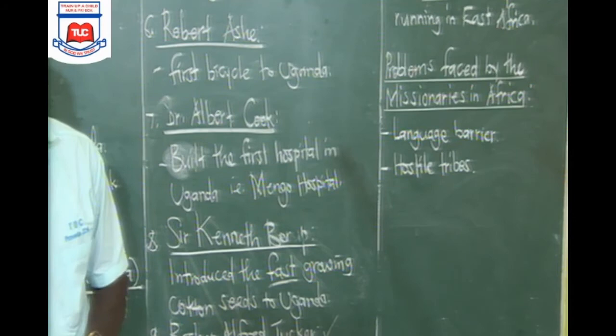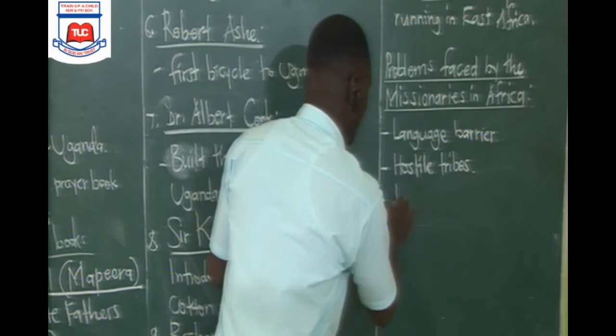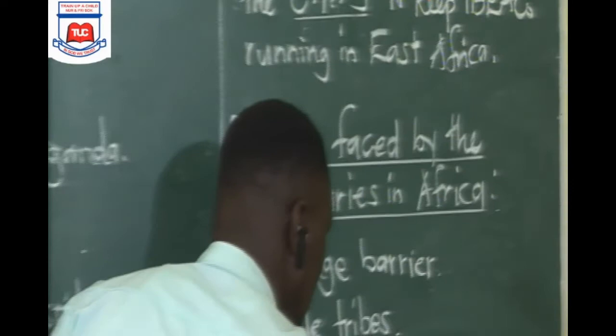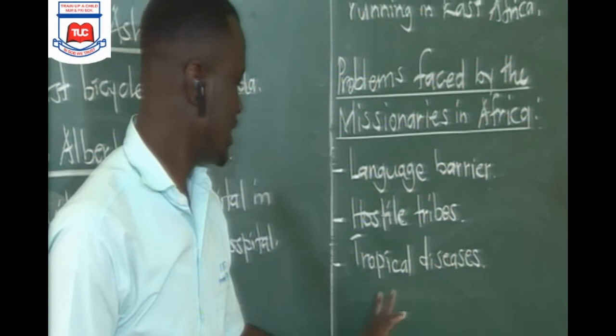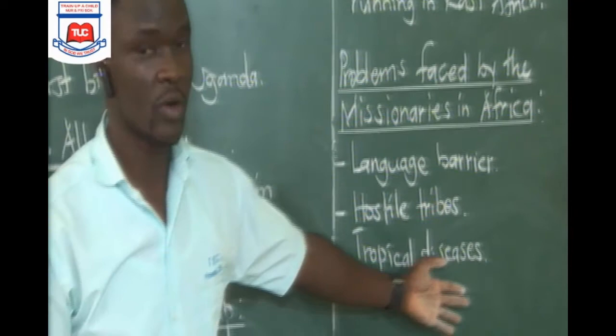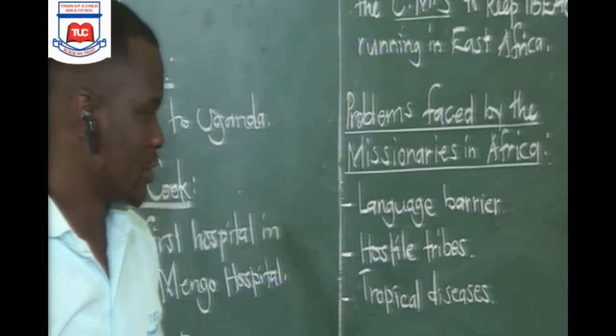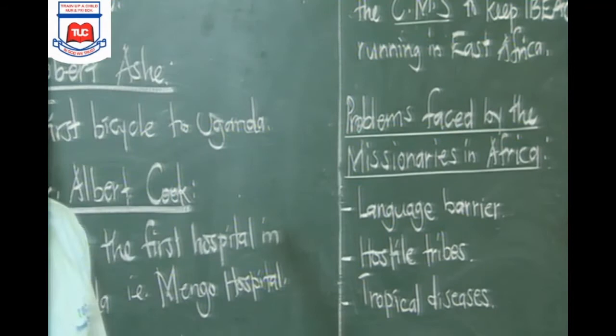Then three, these missionaries also suffered from tropical diseases. This takes us back to what we say, that very many of these whites could die in Africa due to these tropical diseases. As a result, they considered Africa as a graveyard of the white man. So that was a very serious problem that these missionaries encountered.